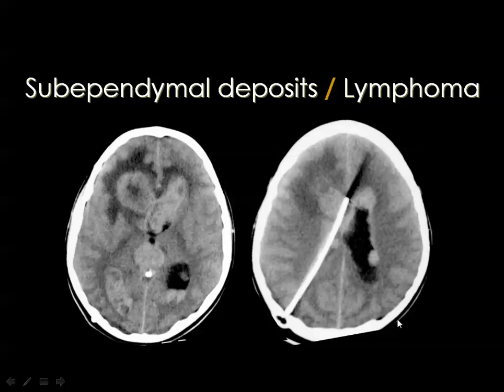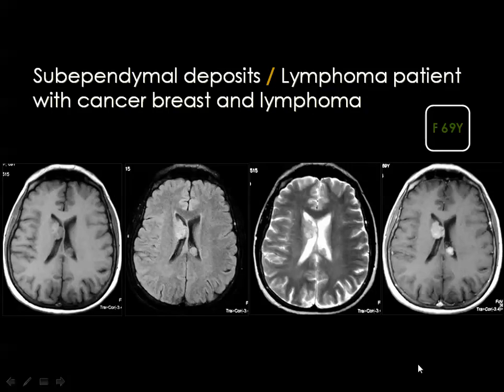And you remember from the lecture of the brain tumors that enhancing lesions periventricular in location may suggest the diagnosis of lymphoma. But also, if you know that this patient is known to have a primary malignancy, then you may suspect the possibility of metastatic deposits.